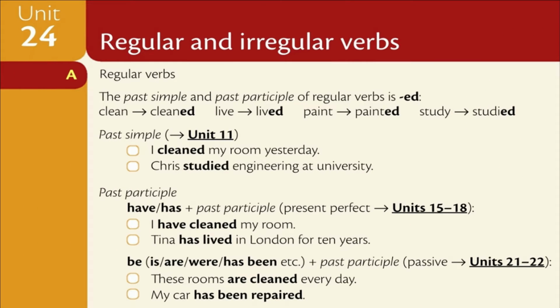Unit number 24. Regular and irregular verbs. Section A. Regular verbs. The past simple and past participle of regular verbs is ed. Clean, cleaned. Live, lived. Paint, painted. Study, studied. Past simple. For example, I cleaned my room yesterday. Chris studied engineering at university.